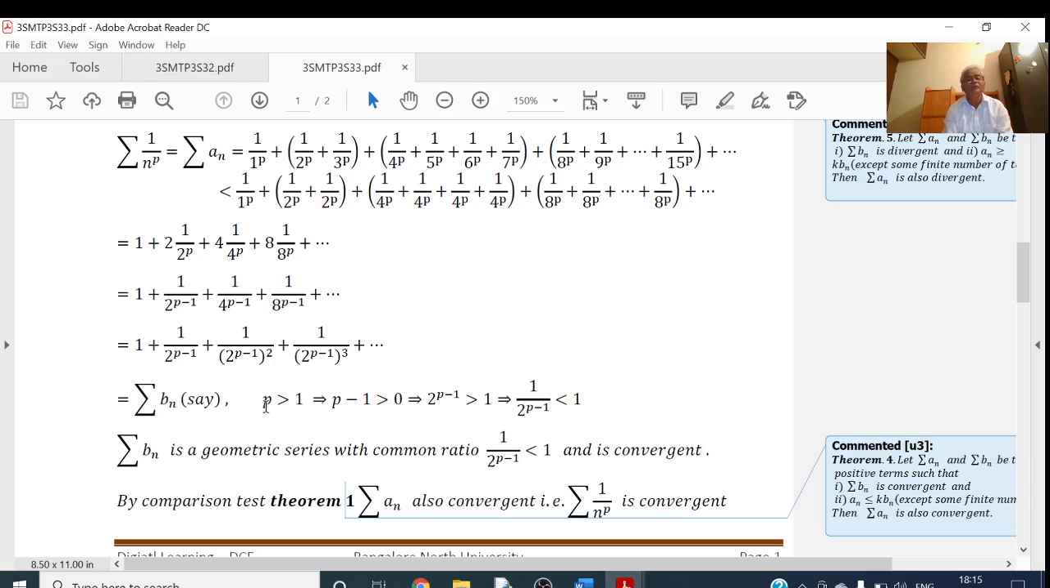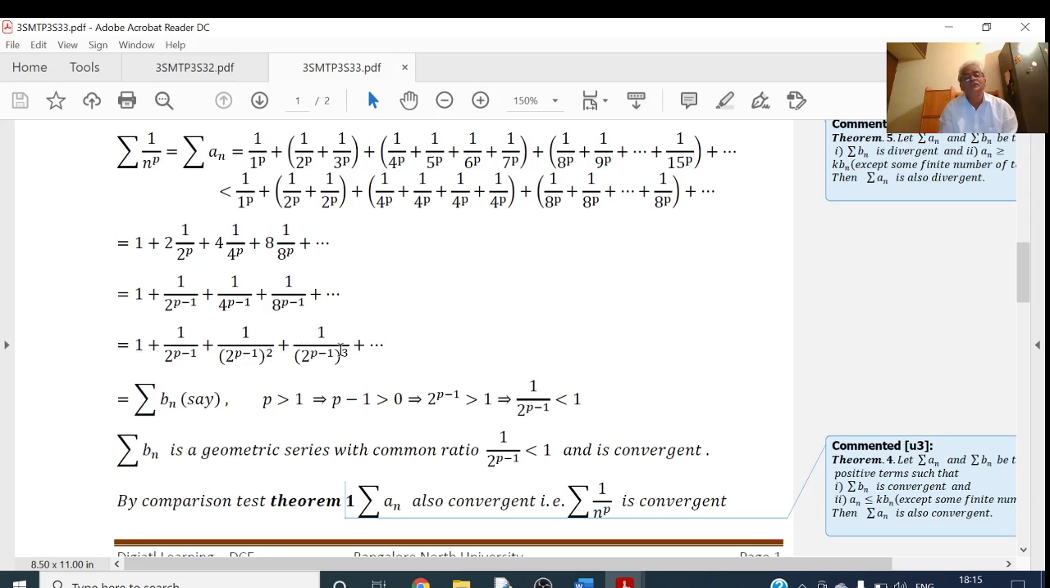Okay. Now here p is greater than 1. If p is greater than 1, then p minus 1 is positive. p minus 1 is greater than 0. And this implies 2 to the power of p minus 1 is positive, therefore 2 to the power of p minus 1 is greater than 1. And this implies its reciprocal, that is 1 by 2 to the power of p minus 1, is less than 1. And here you can observe that the first term is 1, second term is 1 by 2 to the power of p minus 1, plus 1 by 2 to the power of p minus 1 square, plus 1 by 2 to the power of p minus 1 cube.